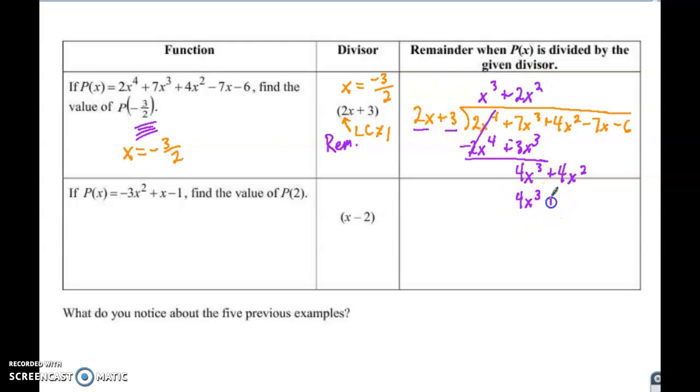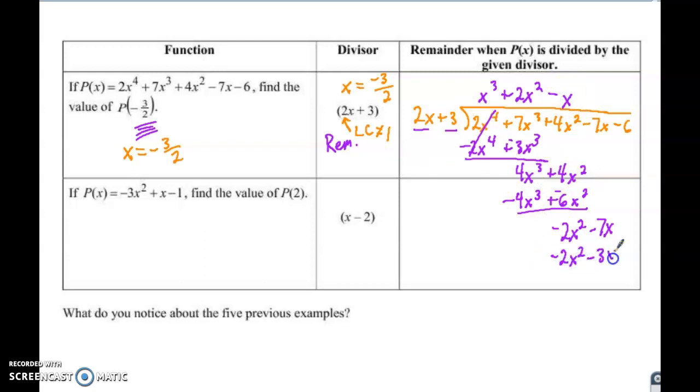2 times 3 is 6x squared. Subtract them each off. So we're at negative 2x squared. I'm going to bring that minus 7x down. So this time it's a negative x to distribute to each of those.